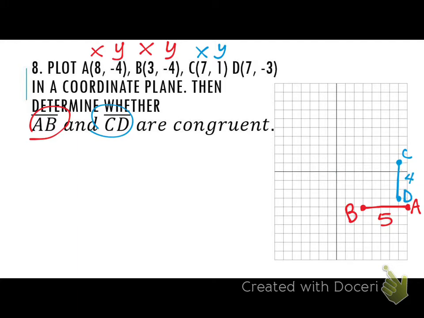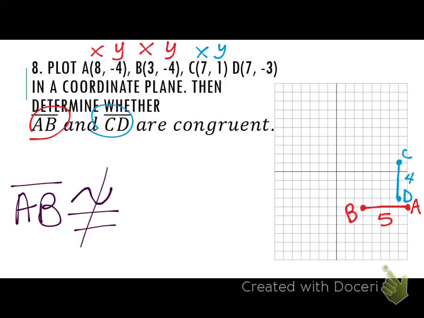So are they congruent? No. They are not. So what does the statement look like when they're not congruent? It's the thing with the slash. Yeah, so AB, and then what does a congruent symbol look like? Okay, but we want not congruent, right? So throw a slash through it, and then CD.